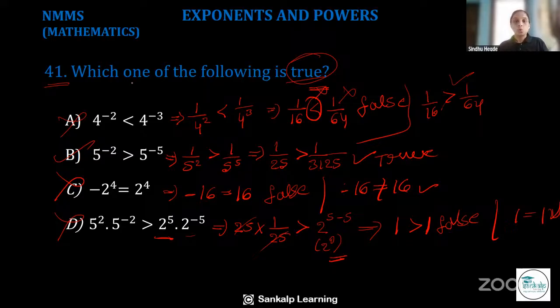Okay, so out of 4, which statement is true? Option B is true. 5 raised to minus 2 is always greater than 5 raised to minus 5. So the correct option is option B. Thank you.